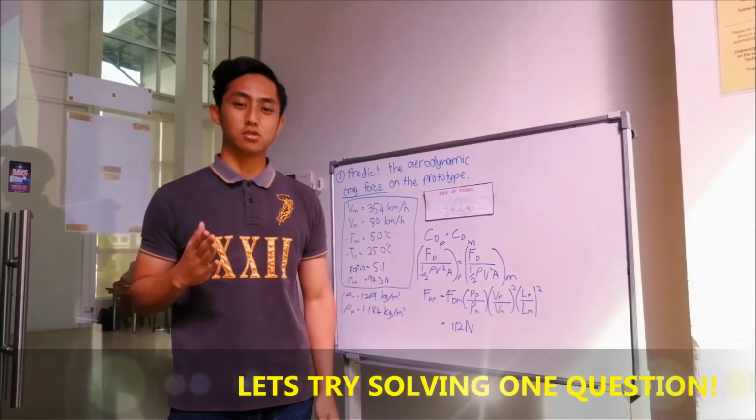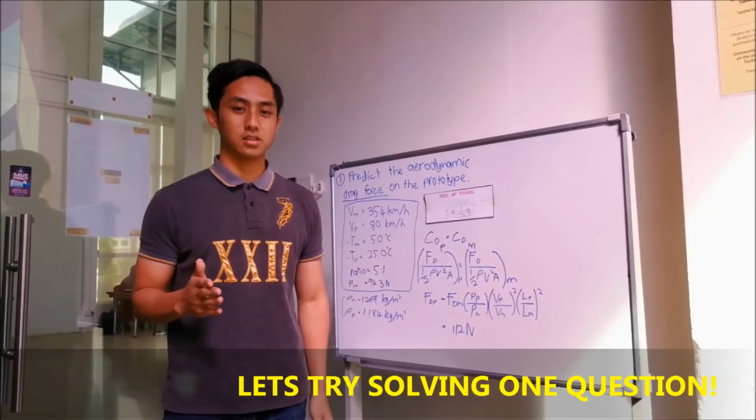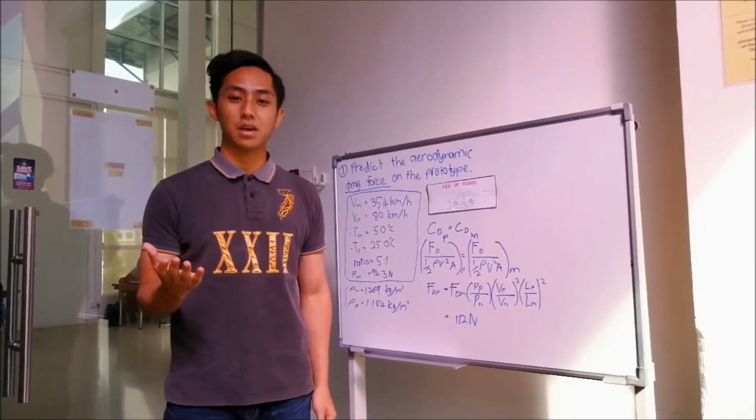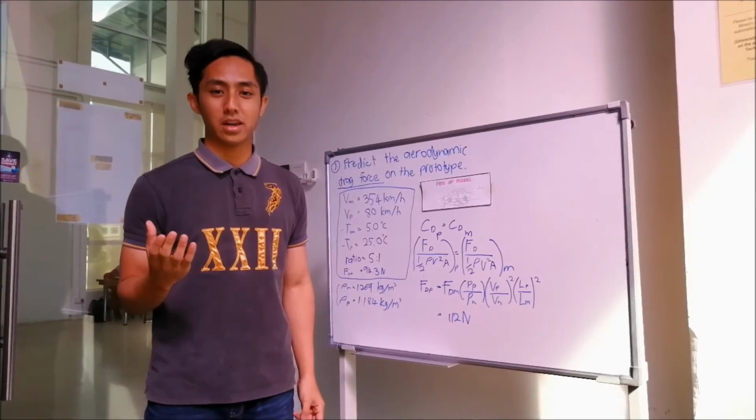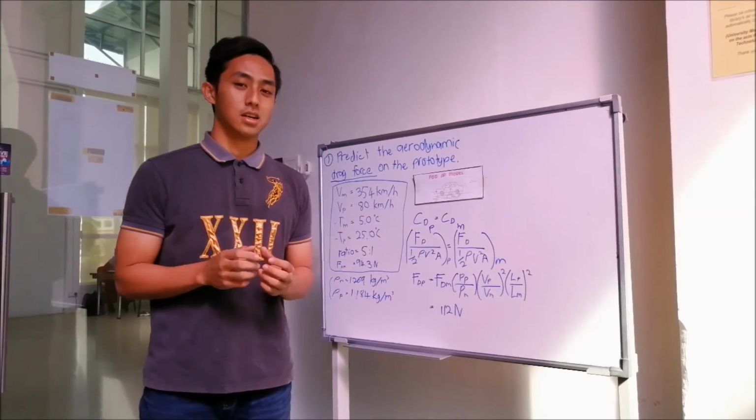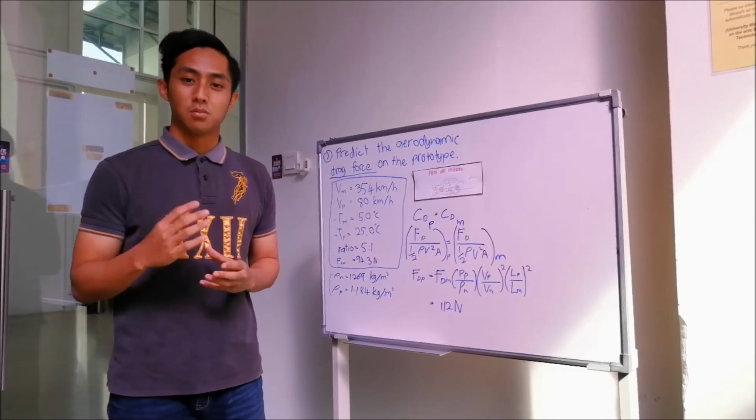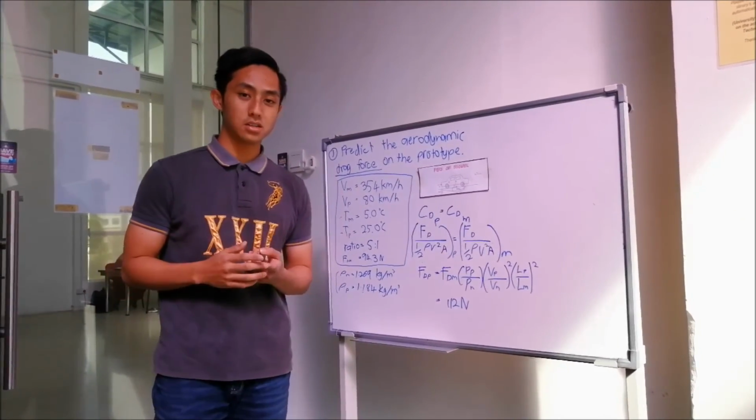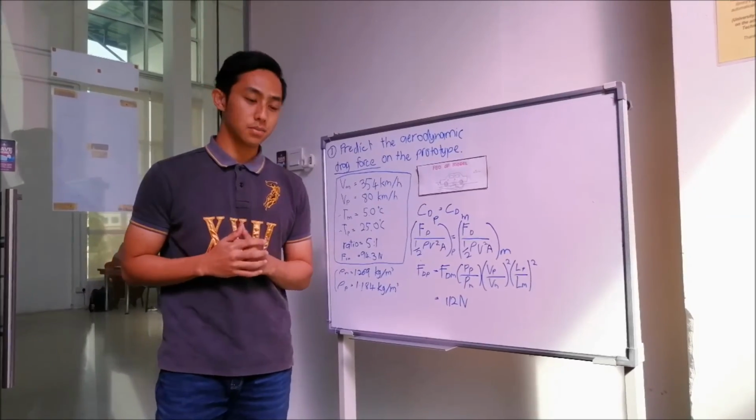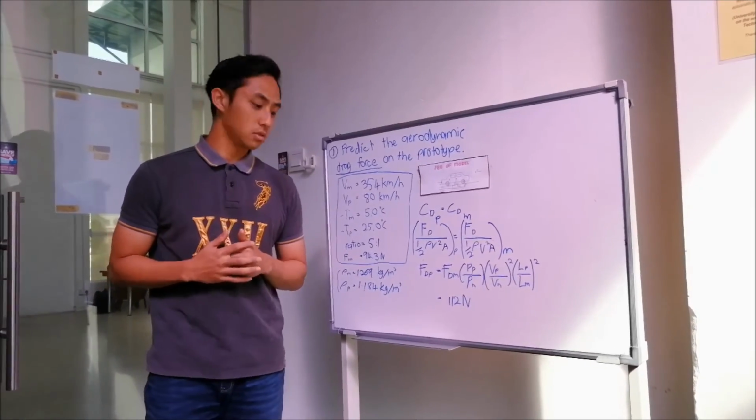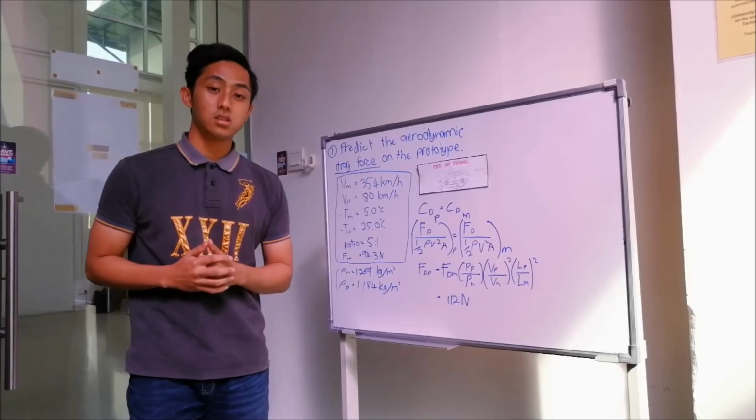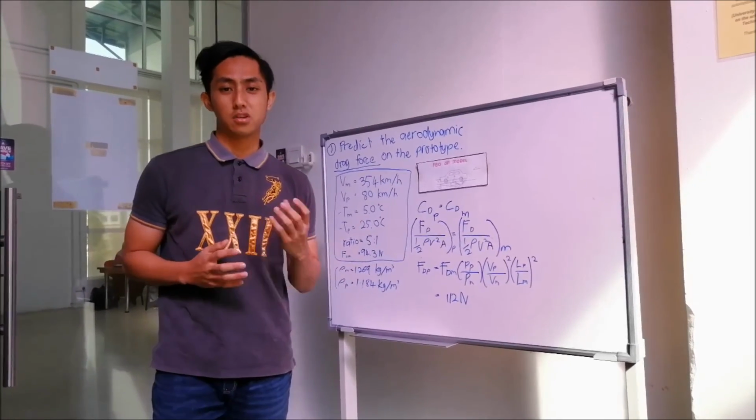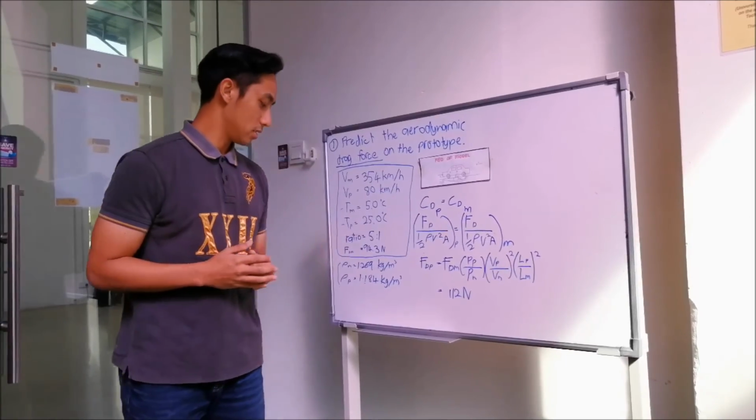The question asks us to predict the aerodynamic drag force on the prototype. Based on the question, we have a prototype and a model. The prototype is the bigger one, and the model is the smaller one. So from the question, we extract the information, and we have the velocity of the model, the velocity of the prototype, temperature for the model and prototype, and the force for the model only. And the ratio of prototype to model is 5:1.